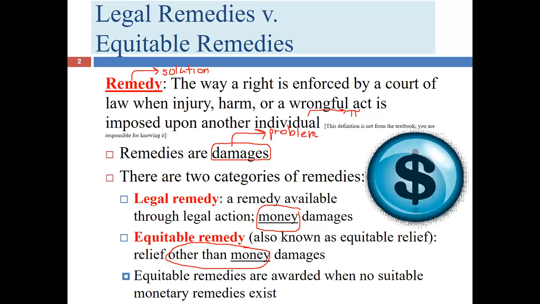But there are a few equitable remedies that end up being dollar amounts. And so it can get a little bit tricky in the weeds. But legal remedies are always going to be reduced to dollars and cents. You'd never have a legal remedy that is something other than money. An equitable remedy usually won't be money, but sometimes it can work out that it ends up being money. So we'll look at those distinctions in a little bit more detail.